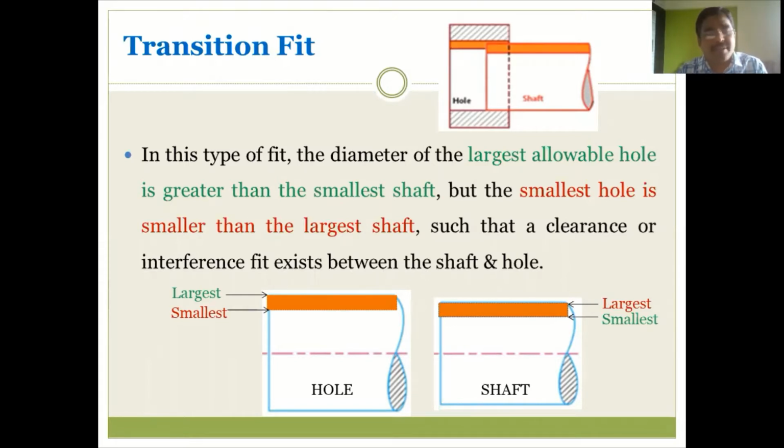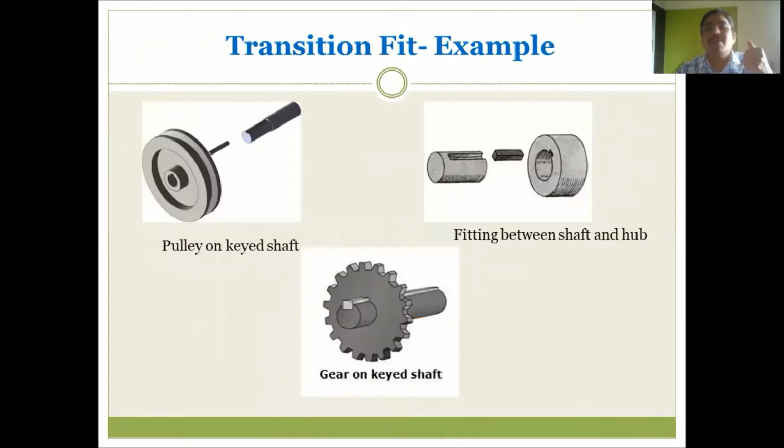Now how can I define it? It's very easy. See, I have shown the arrow. What this arrow indicates is that the upper limit of the hole is always greater than the lower limit of the shaft. And the lower limit of the hole, you can see here, is always smaller than the largest size of the shaft. So in this case, either clearance or interference can be achieved in the transition fit. If you see the examples of this, I have shown this as a shaft, and over that there is a keyway.